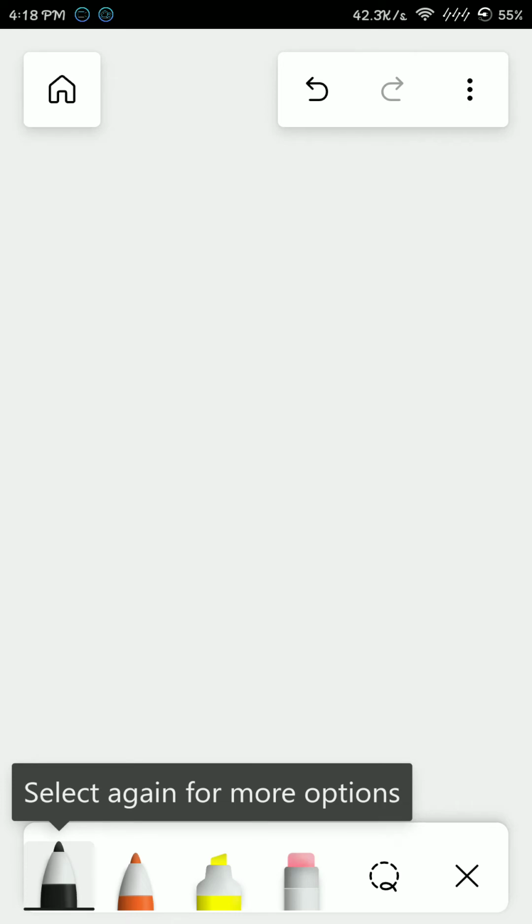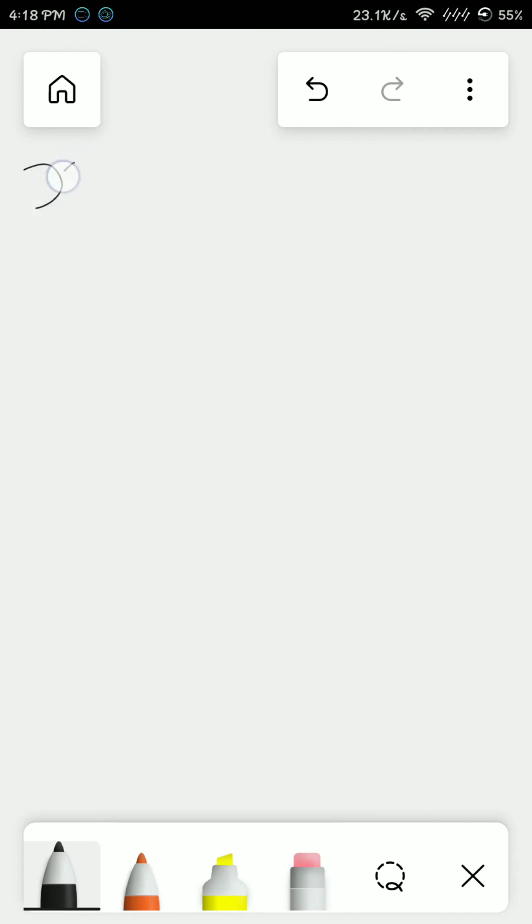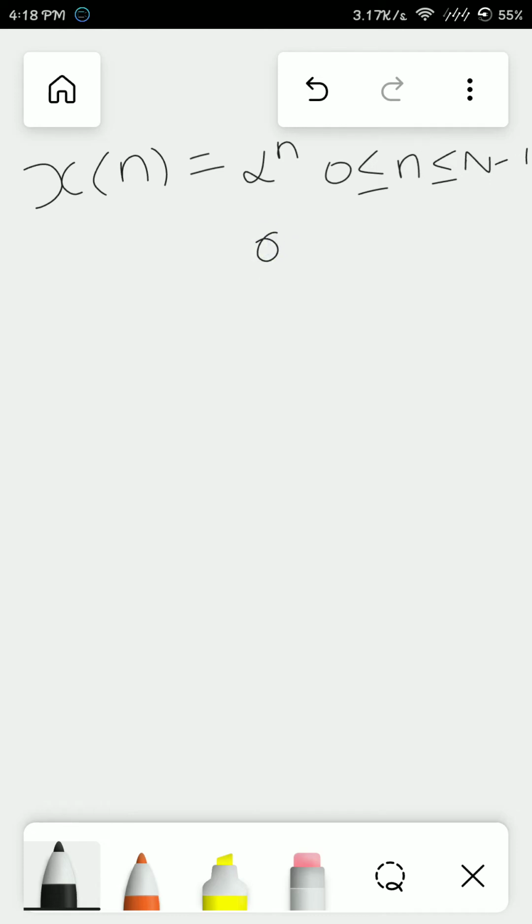So today we are going to discuss one problem. The problem is: x of n is equal to alpha to the power of n for the condition 0 is less than or equal to n, less than or equal to N minus 1, and 0 elsewhere, right?